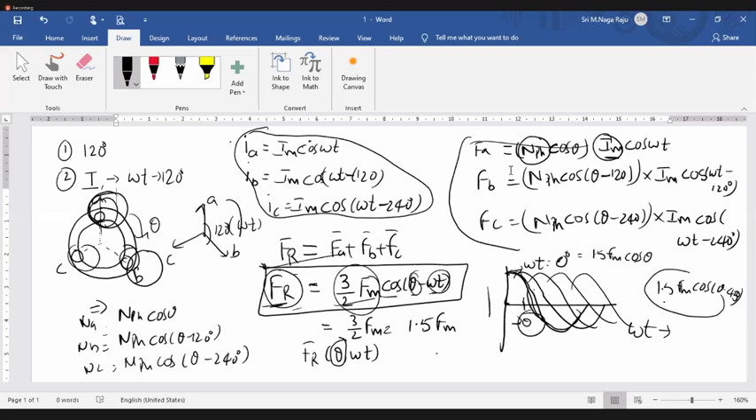Everyone clear? Simple. We have to calculate the MMF. The formula for the MMF is N into I. We have three phases, so we have to calculate the MMF for each phase: FA, FB, and FC. FA is NA into IA, where NA means the phase A number of turns. We have taken a cosine waveform for simplification. The reference is cos theta. So it is N phase cos theta.